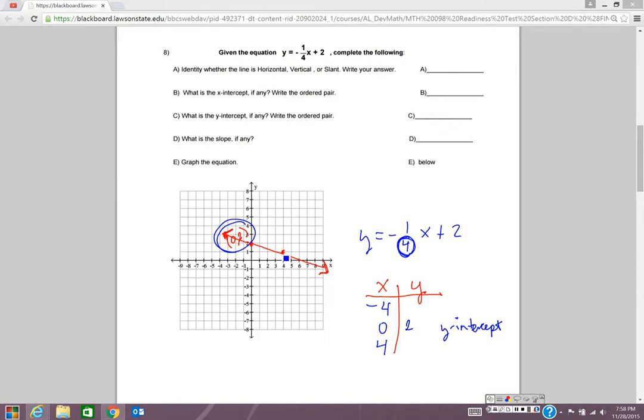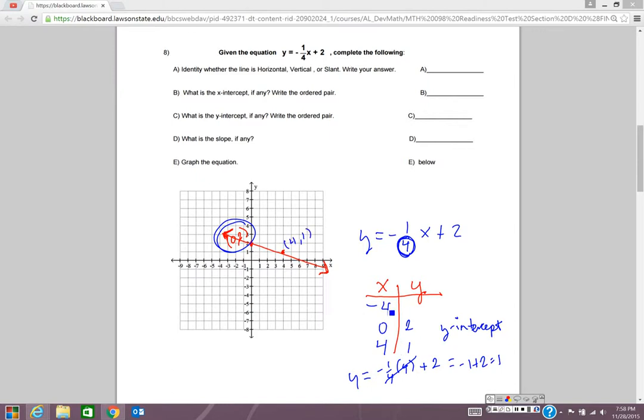Alright, this looks like 4, 1. So we can always plug this in. y equals negative 1/4 times 4 plus 2 to see what we get. The 4s will cancel. We get negative 1 plus 2, which is 1. So this is indeed 4, 1 here.